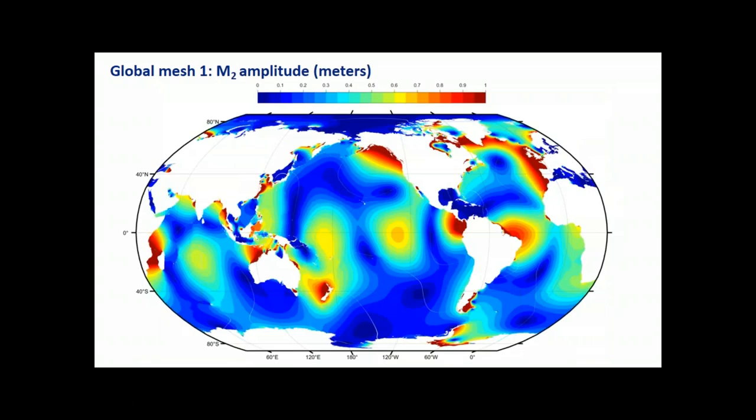So anyway, this is a solution for the M2 amplitude, beautiful structure, particularly around the Atlantic, lots of amphidromic points. You can see our Alaska project has some huge tides over there, etc. But this is a very, very close signal to what we should be getting.